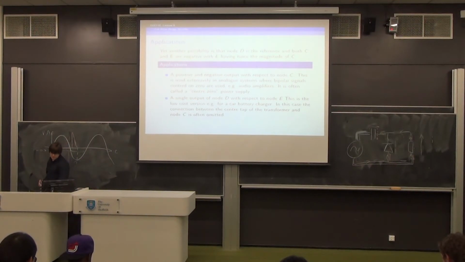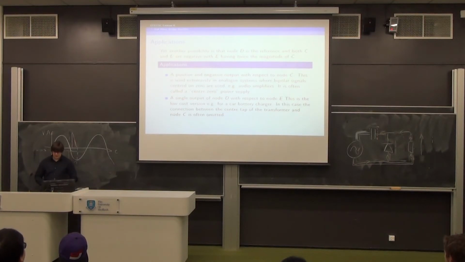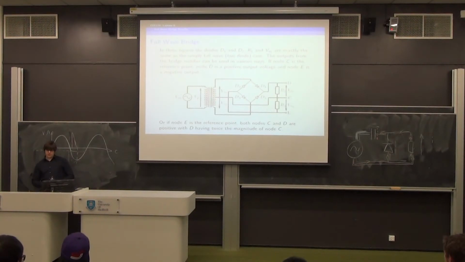The other obvious situation is a single output at node D with respect to E, and this is a low-cost version. So if you want a car battery charger or something, you need to shave 10 pence off because you're going to make 100,000 of them, and you need to sell at a certain price point to make a profit of a certain amount. You might have to drop a component or use a cheaper one, or possibly take away a certain output. So that would be the situation where you don't worry about C, and you've got one resistor from D to E, and you call E the reference.